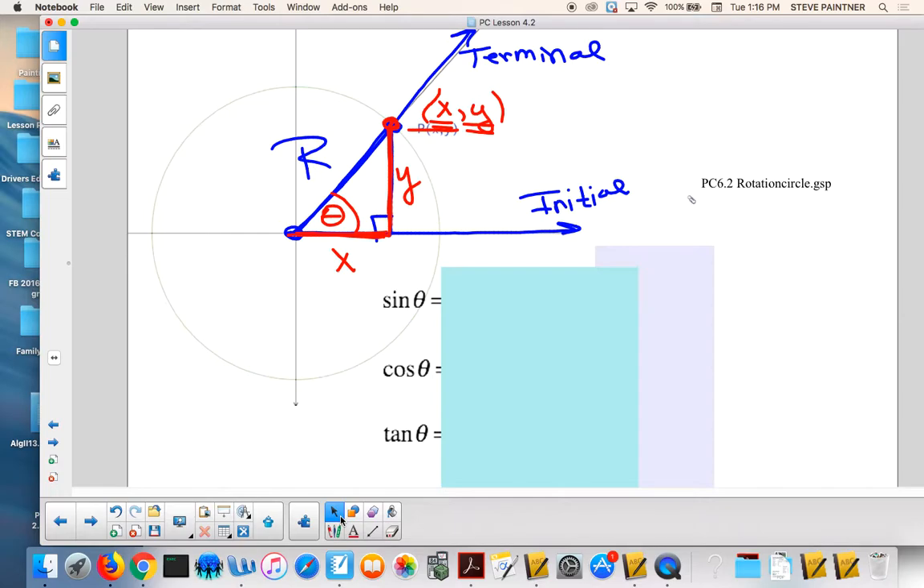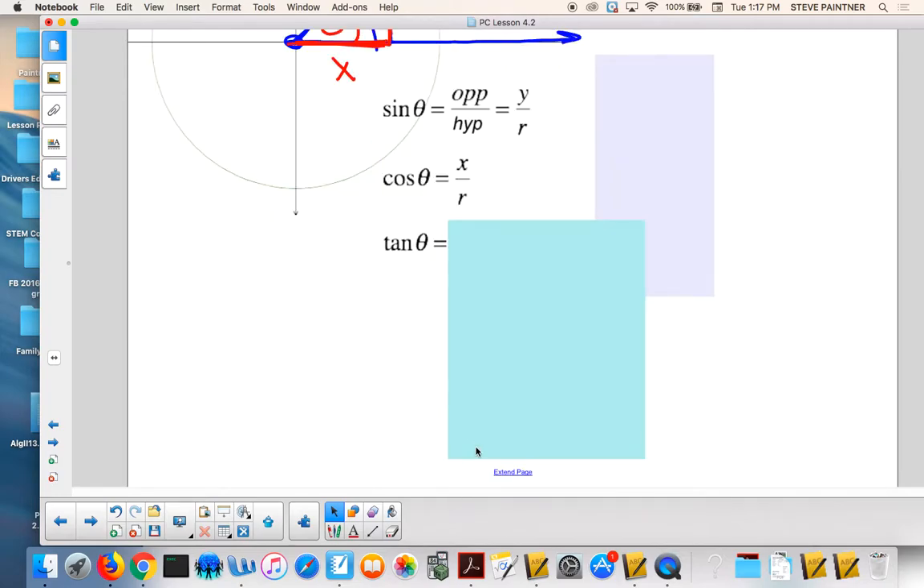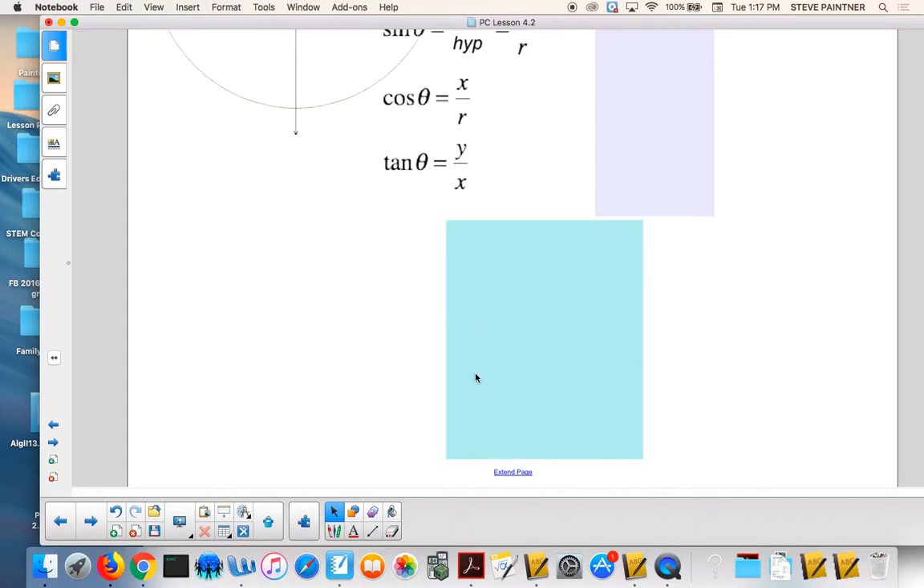Okay. Sine of theta is, well, I know you know the words. It's what over what? Opposite over hypotenuse. But just using my letters, it's what? Y over r. Look, right there. Opposite over hypotenuse is y over r. Good? Cosine of theta: x over r. He's got it. Good job. What's tangent? Y over x. You okay with that?